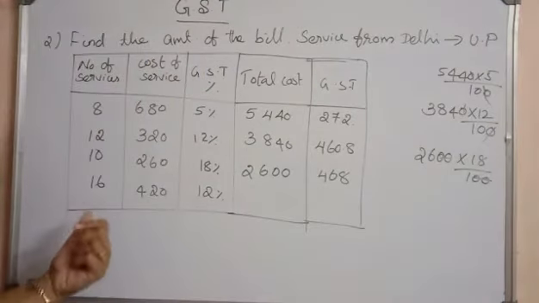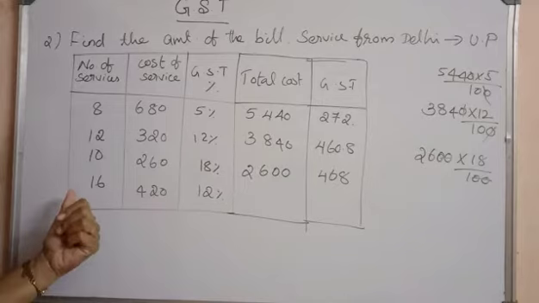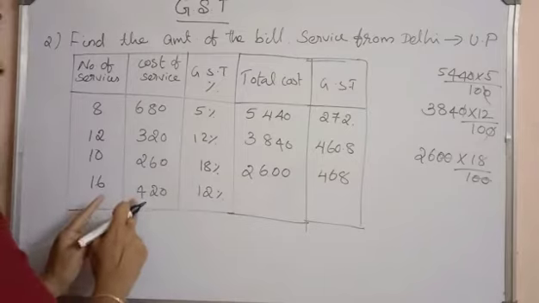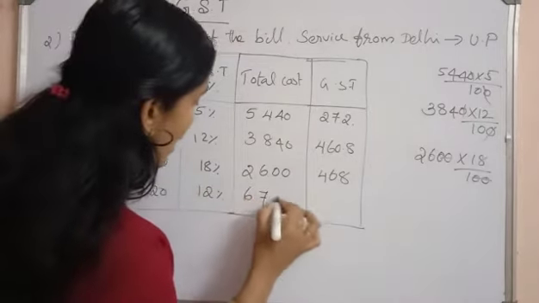Now the last one is the cost of that particular service is 420. Total number of services are 16. Therefore, the total cost of this particular service is equal to 420 into 16, 6720.